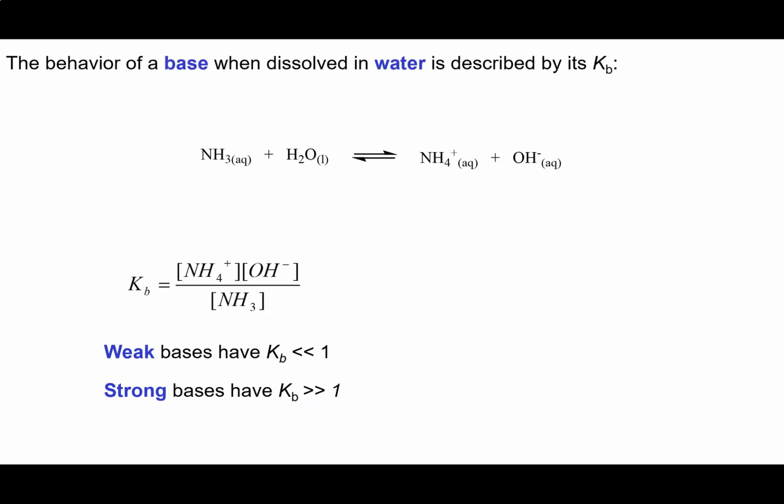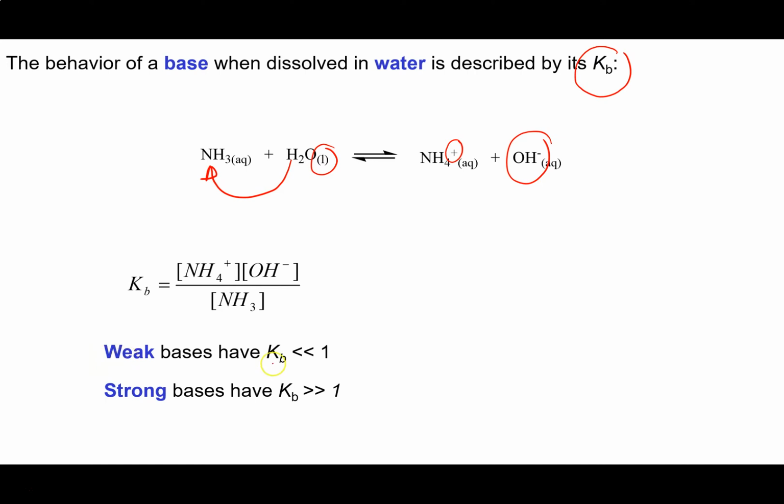When a base is dissolved in water, we can describe what's occurring via the Kb reaction. In this case, the water functions as an acid, transfers a proton to our base, and produces the conjugate acid of our base, which will be a cation, and the hydroxide anion. So Kb, the base dissociation constant, or sometimes called the base ionization constant, is simply our products over our reactants. And again, we don't include the pure liquid water as a reactant.